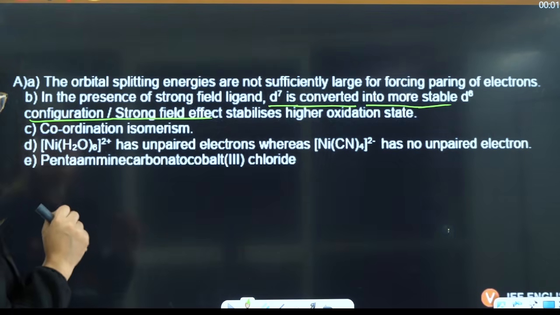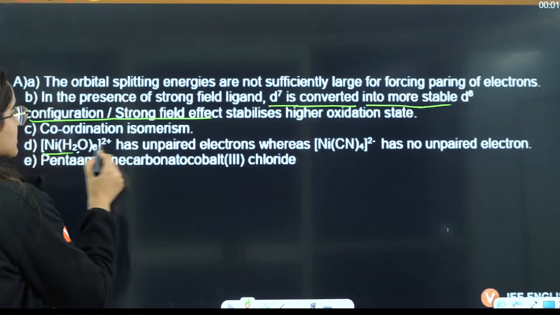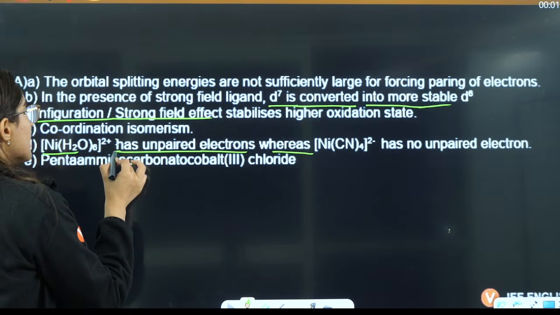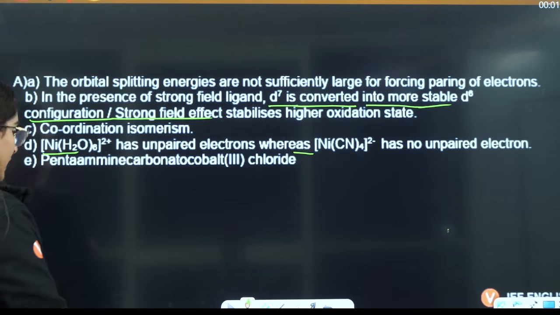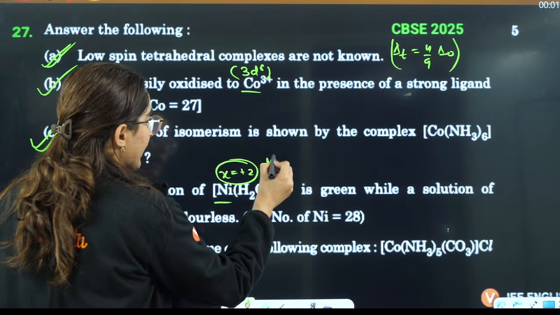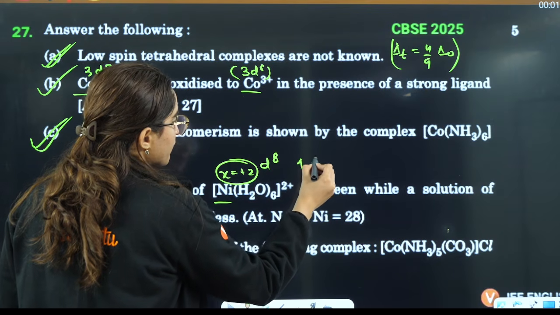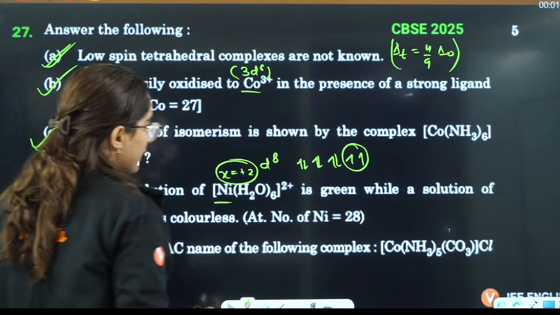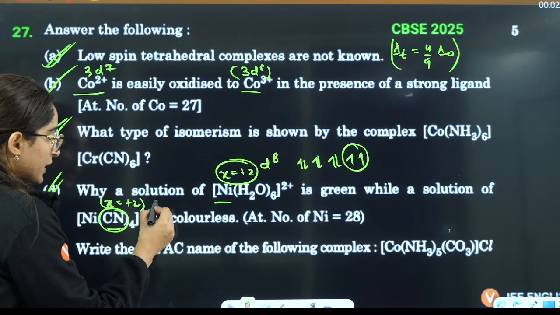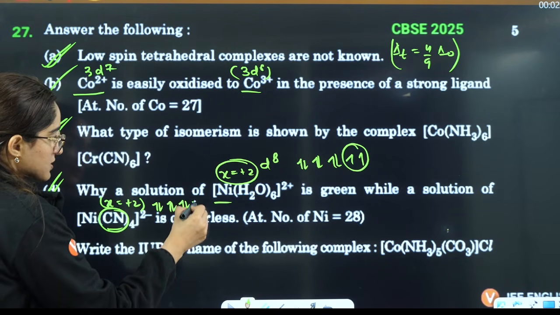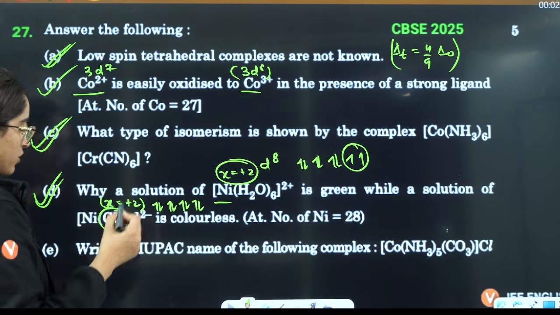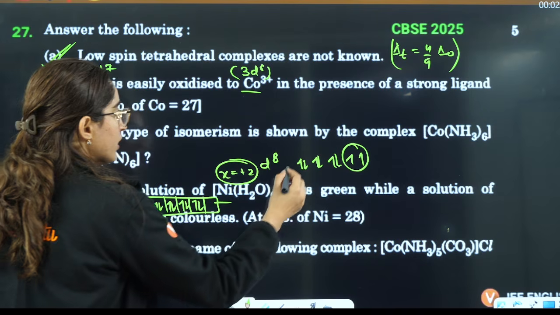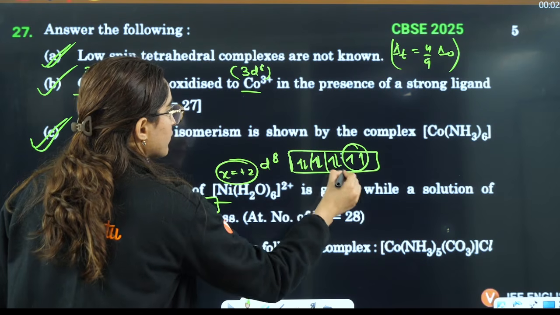So you can see this here. This has unpaired electrons, whereas this has no unpaired electron. Why? Because it is 3d8; if you have a weak field ligand, it will be 1, 2, 3, 4, 5, 6, 7, 8, so 2 unpaired electrons. In this case, it is 3d8, 1, 2, 3, 4, 5, 6, 7, 8, so no unpaired electron. So the answer I am just writing for d5. Okay. This was also for d5.